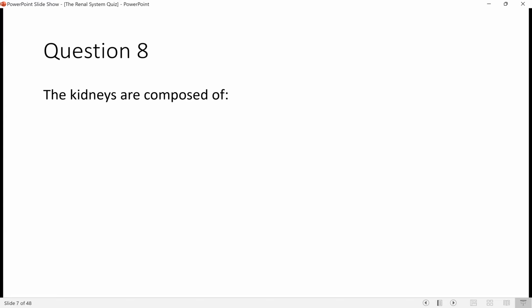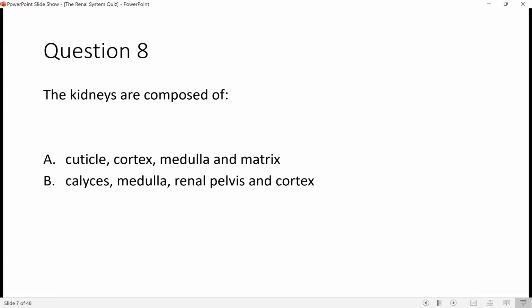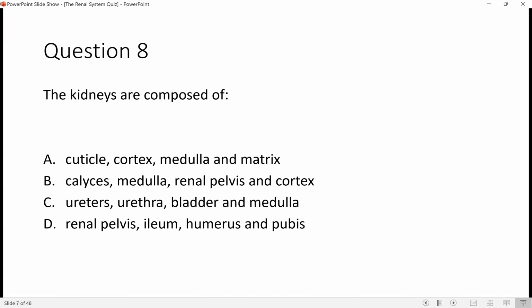Question 8. The kidneys are composed of a cuticle, cortex, medulla, and matrix; calyces, medulla, renal pelvis, and cortex; ureters, urethra, bladder, and medulla; renal pelvis, ileum, humerus, and pubis.